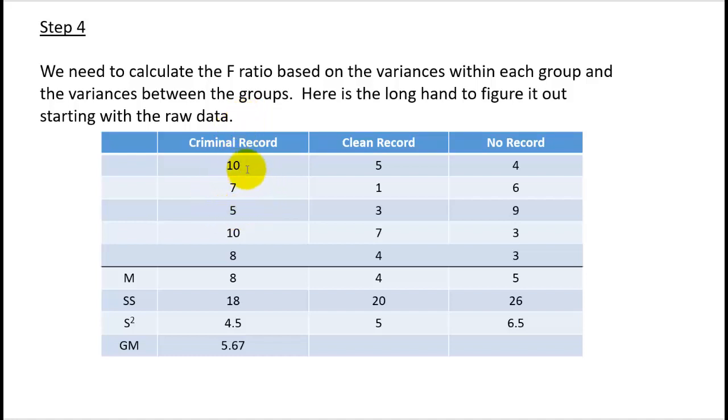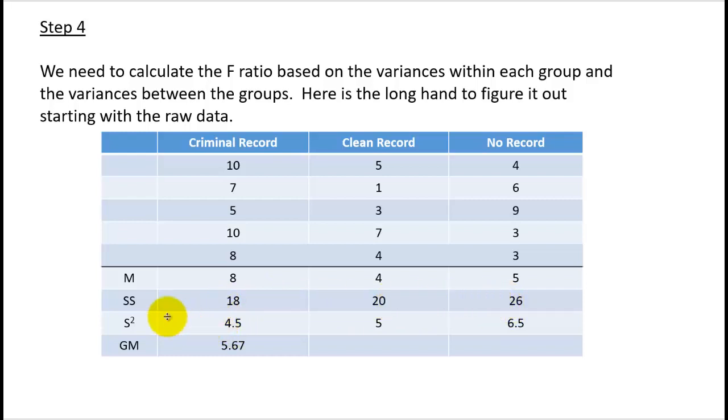So I have those scores for each group. I also have the mean of each of these groups. So the mean criminal record score is 8 for guilt. It's 4 for the clean record, and it's 5 for the no record group. The sum of squares, which is when I took all those scores minus the mean, squared them, and added them together, I got 18, 20, and 26.